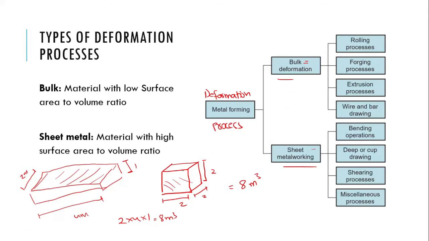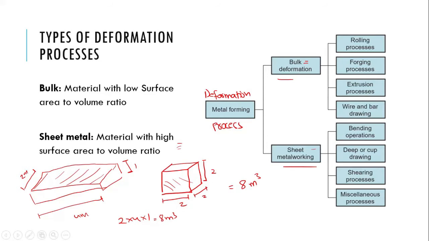The bulk has a lesser surface area for the same volume, while the sheet metal will have the greater surface area for the same volume, although there are some restrictions on how thick the sheet can be, and we will see when we specifically discuss the sheet metal processes.